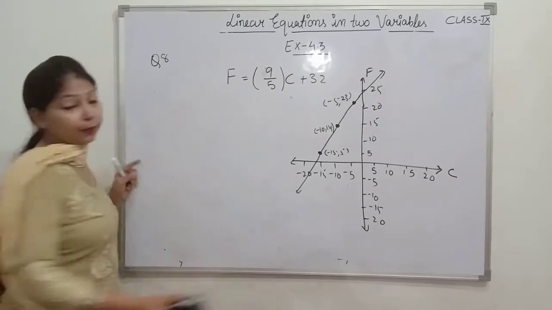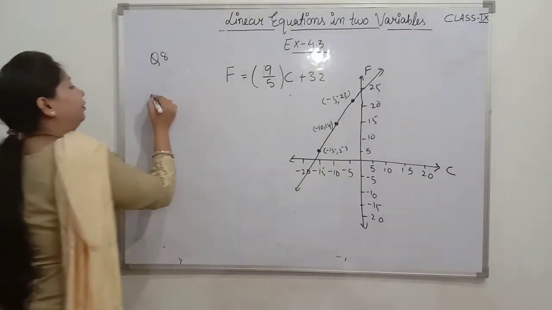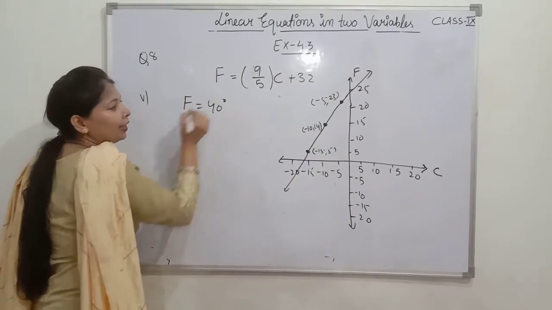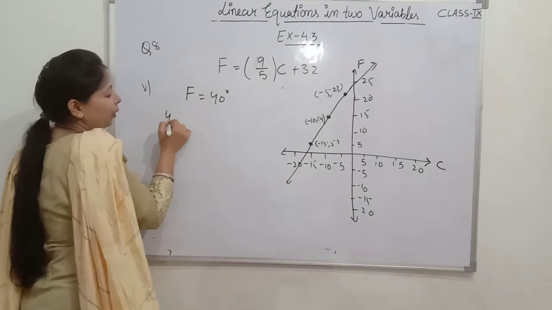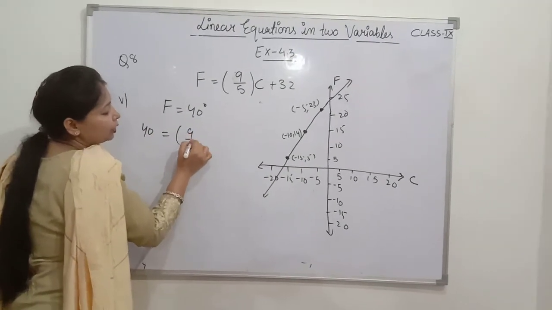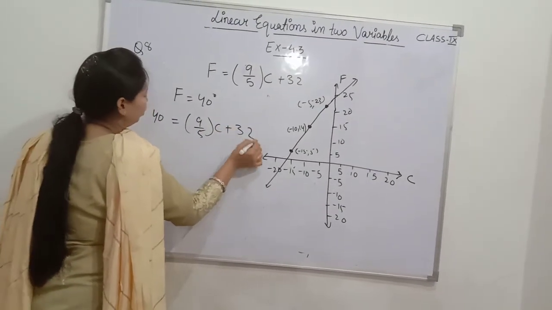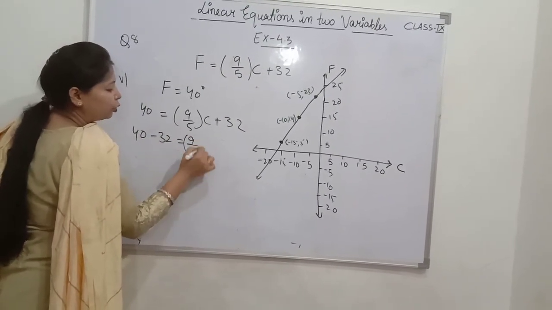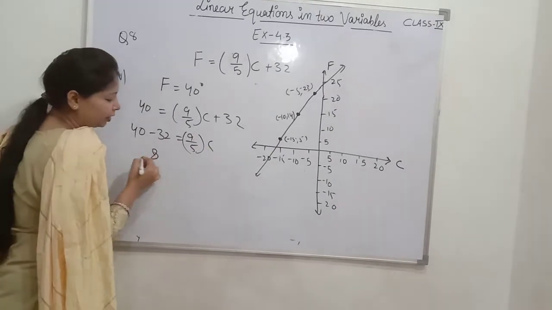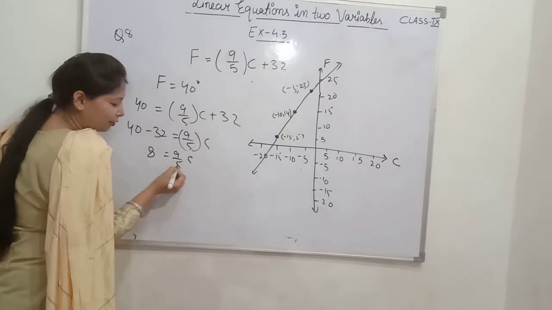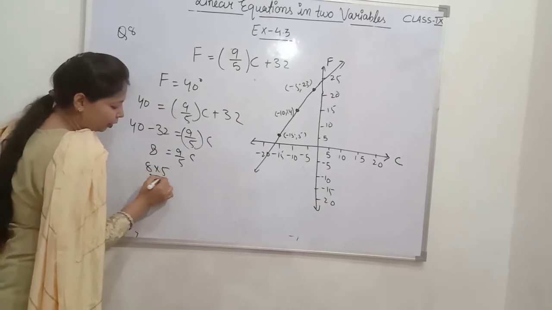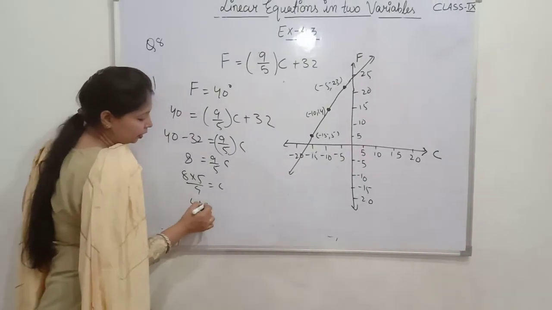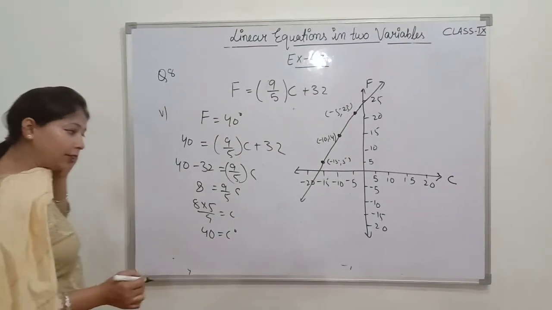तो लेट अस फाइंड what is that value. If the Fahrenheit is 40 degree, let us check what is the value of Celsius. If I put Fahrenheit 40 degree, now this becomes 9/5 C plus 32. Now substitute कर दीजिए. 40 minus 32 is equals to 9/5 into C. This becomes 8 is equals to 9/5 C. Transpose करिए, 8 into 5 upon 9 is C. 8 5s are 40. ठीक है. तो सेल्सियस कितना आ गया हमारे पास?